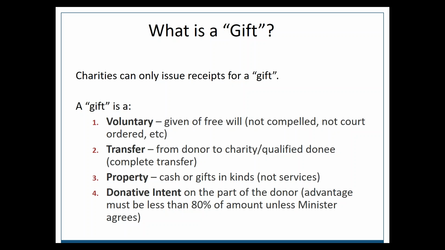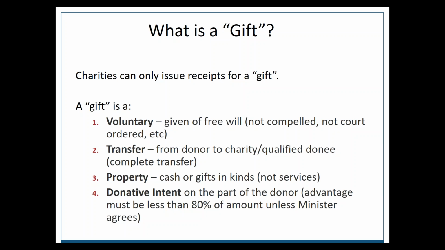So a gift is a voluntary transfer of property with donative intent. Those are the 4 elements of it. So I'll just quickly go through them. Voluntary means it's given of your own free will. It's not compelled, it's not court ordered, it's not required under some sort of binding agreement, etc., etc.